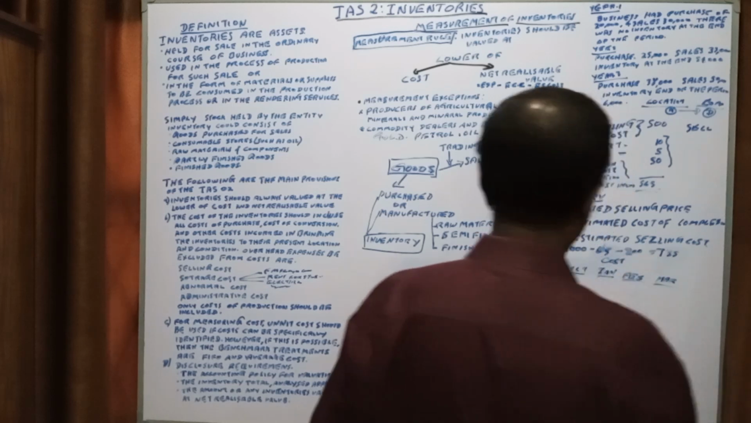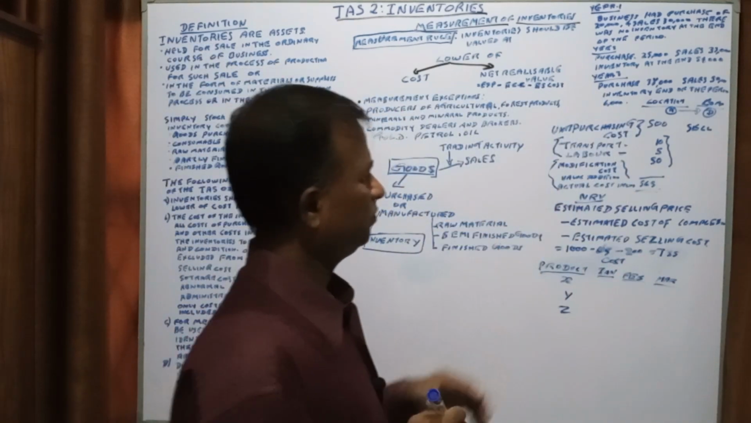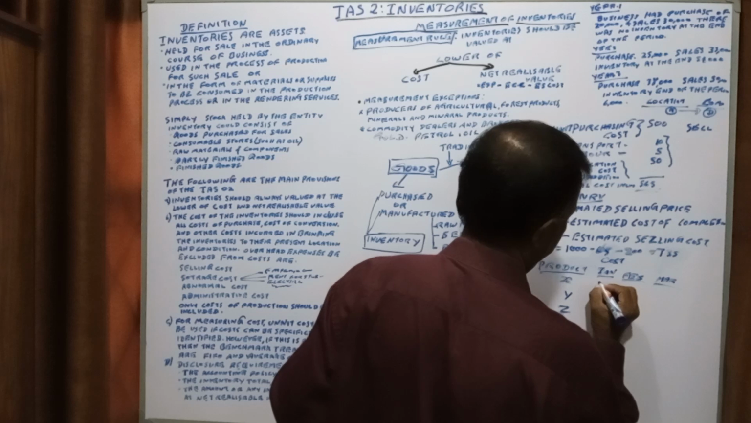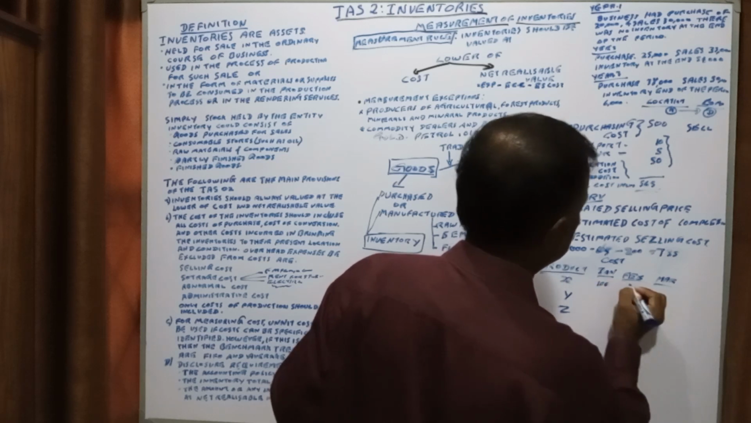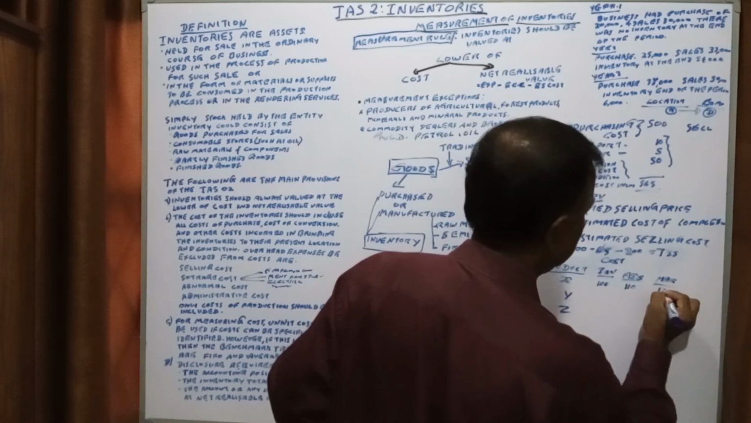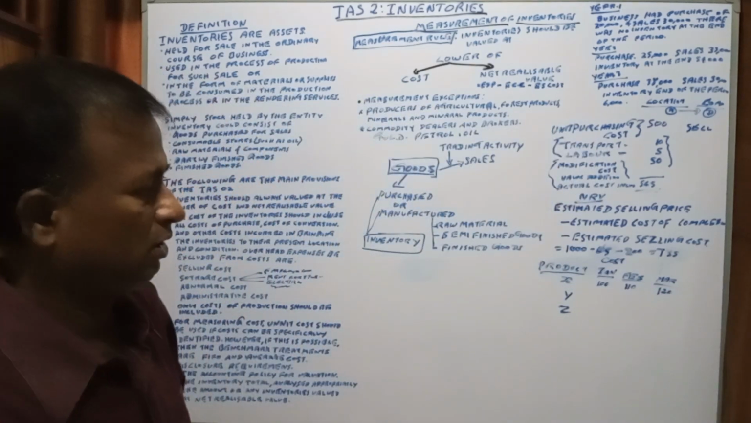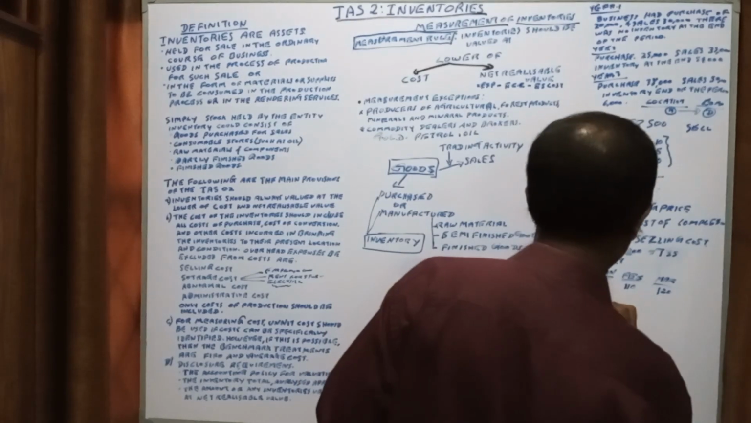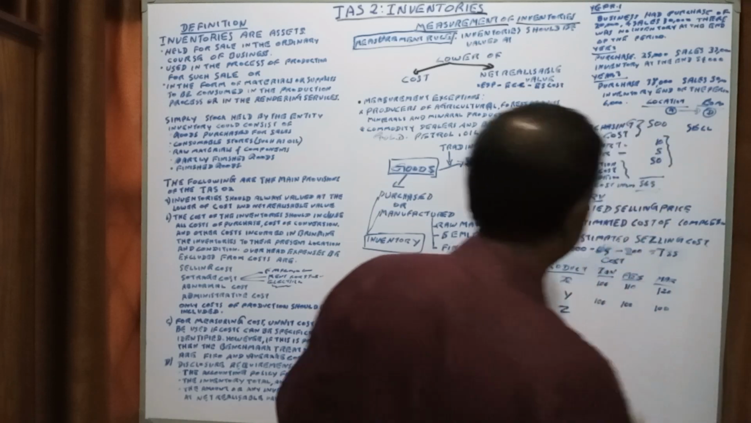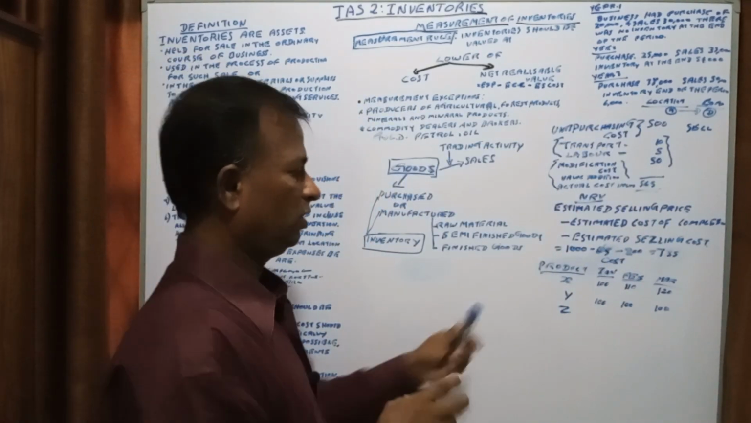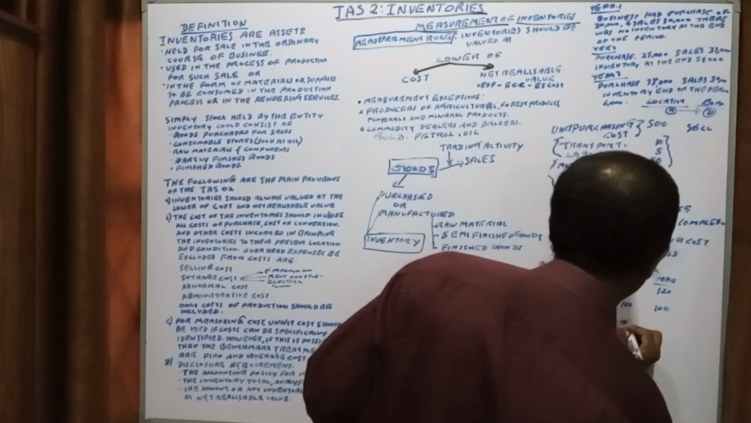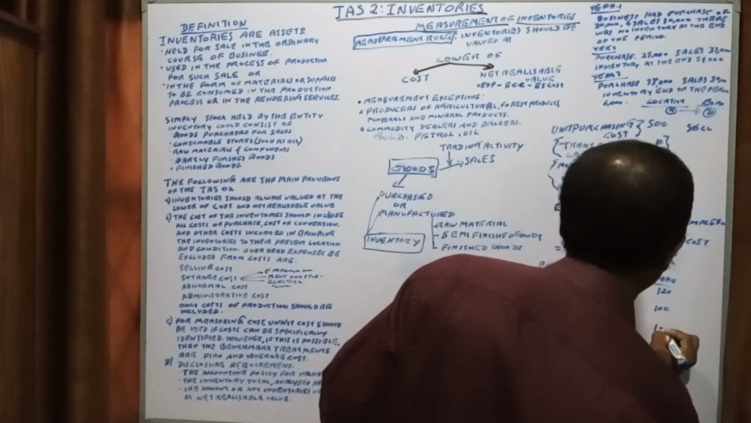Our product cost for product X: in January the cost is 100, in February we would have incurred 110, in March we would have incurred 120, right? For the product Y, we would have incurred 100, 100, 100, there is no change. For the product Z, we would have incurred 100, then 90, then 110.